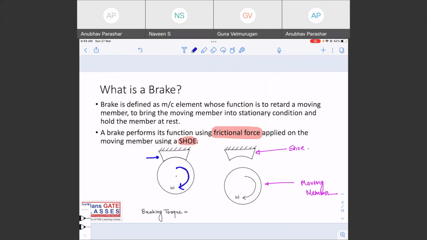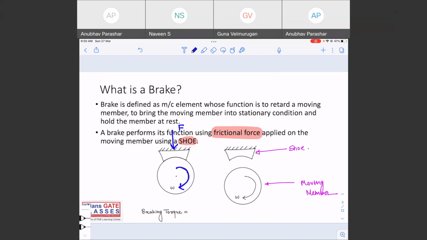So initially the shoe will be disengaged. It will be at some upper position, right? But as you want to break it, what you are going to do? You are going to press the shoe, right?